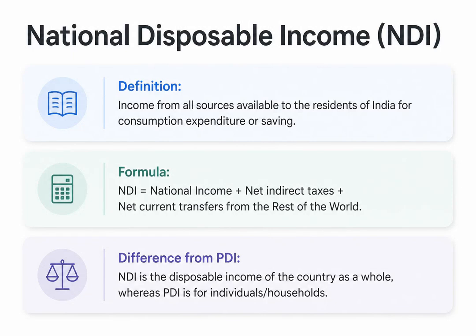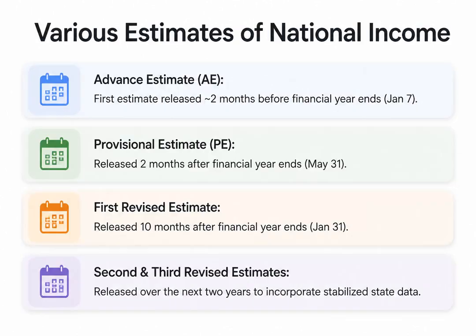Scaling up from the household to the entire country, we have national disposable income. This represents the total income available to the entire nation for consumption or saving. It is calculated by taking the national income, adding net indirect taxes, and adding net current transfers from the rest of the world, such as foreign aid. While personal disposable income looks at individual wallets, national disposable income looks at the spending power of the country as a whole.